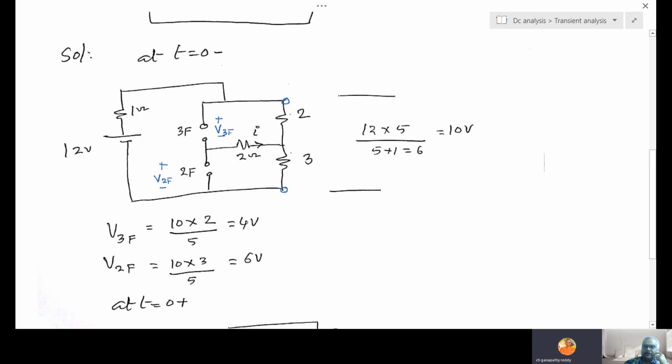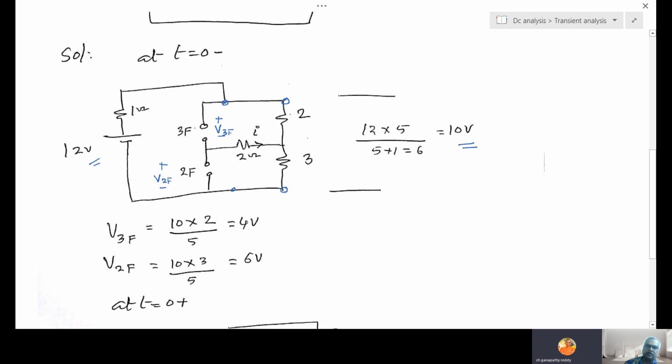2 plus 3, 5. This path is open. 2 plus 3, 5. The 1 ohm and 5 ohm are connected in series. So this 12 volts divides between 5 ohms and 1 ohm. Therefore, 12 into 5 by 5 plus 1, 10 volts. So the voltage between this point and this point is 10.